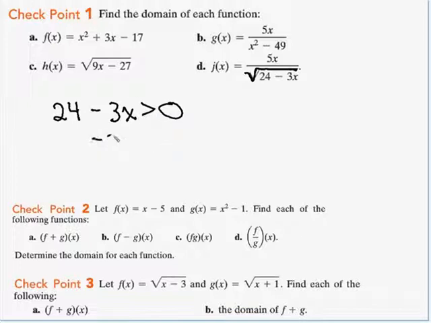So subtract 24 from each side. Divide by -3, remembering to flip our inequality. X must be less than 8. Or from -infinity, comma, 8, if you want to do interval notation.